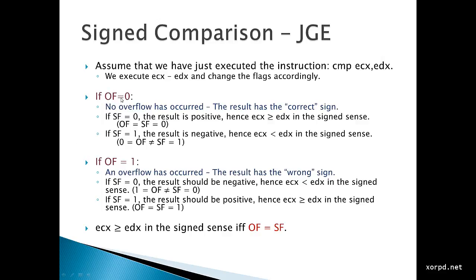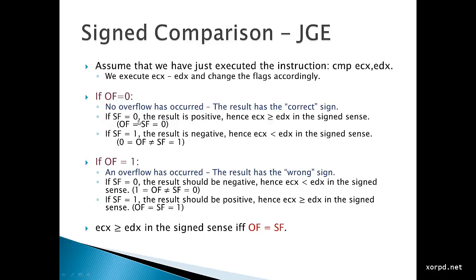In the overflow flag equals 0 case, we know that no overflow has occurred. That actually means, intuitively, that the result has the correct sign. It actually means that given the result has the correct sign, now we can actually believe the sign flag. We can just check the sign flag and see if the result of this subtraction is positive or negative, and take our decision accordingly.